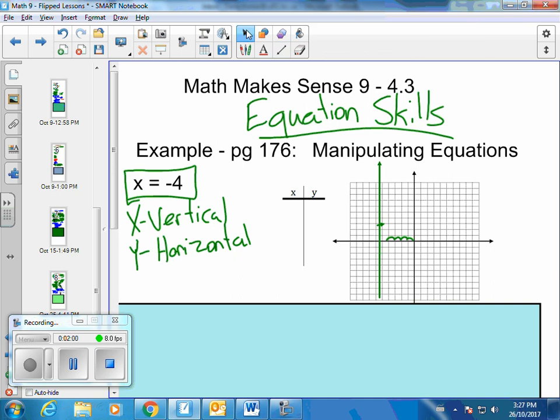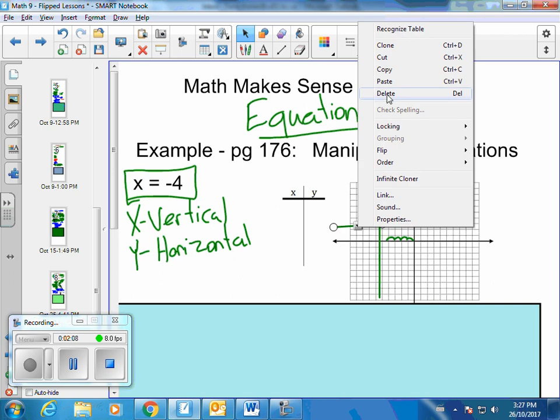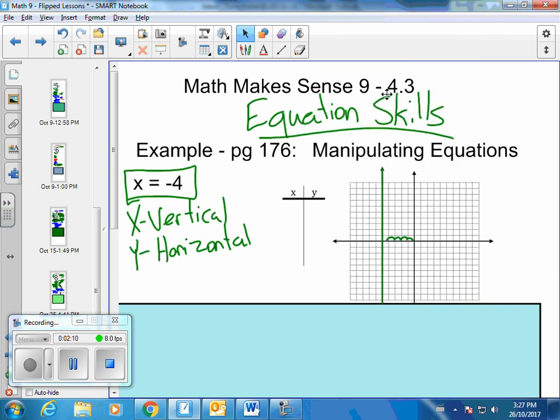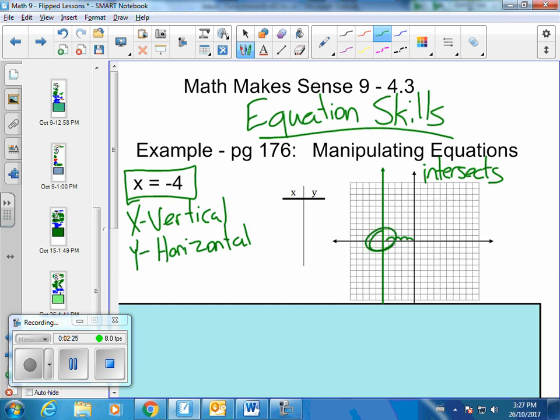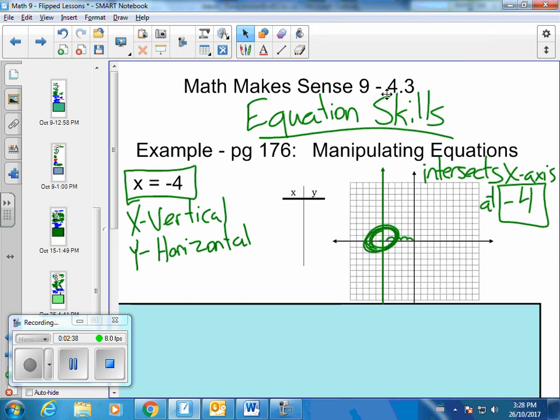Let me get rid of that. So it actually moves from the bottom to the top all on one line. Or what it's also referred to is a vertical line that intersects, so it crosses the x-axis at -4. So what they're saying is there's a vertical line and it crosses the x-axis at -4.